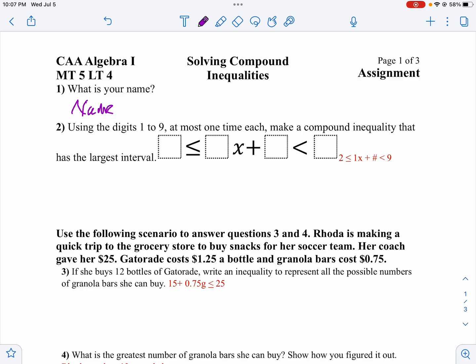Now, unlike most of our other questions that look like number 2, this one has multiple correct answers, but for the important parts, there's only one correct answer. Since I want it to have the largest interval, I don't want to divide anything by x, so I'm going to put my 1 in front of x. And then what I'll do is I'll go 2 to 9. And then here's where the multiple correct answers come in, because it doesn't matter what you put in for that box. So you could have any number as long as it isn't 1, 2, or 9.